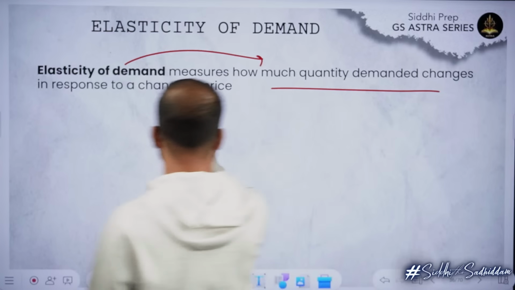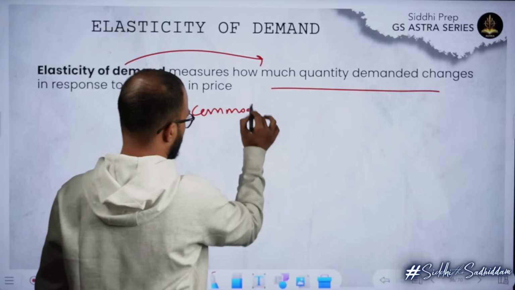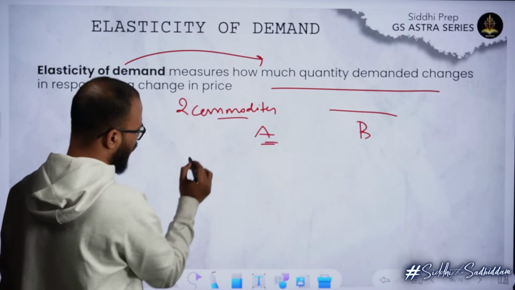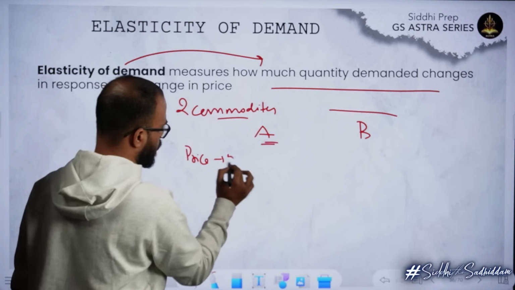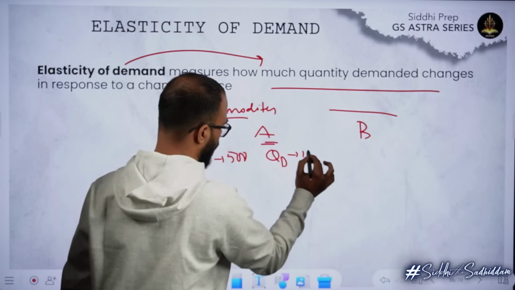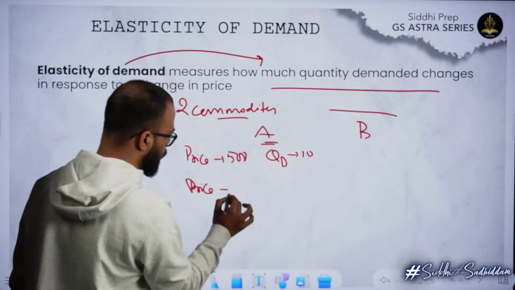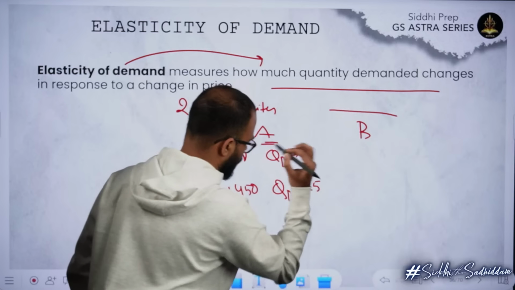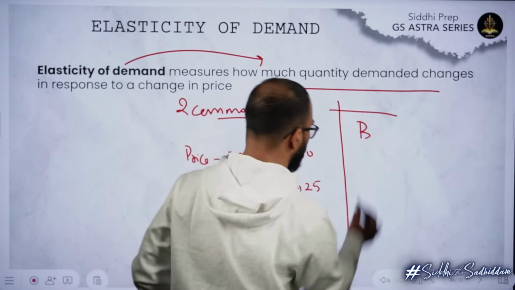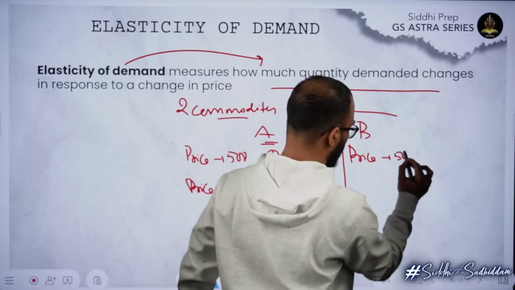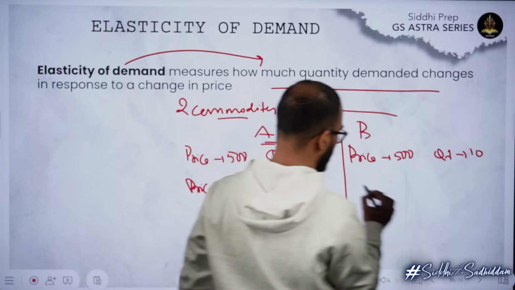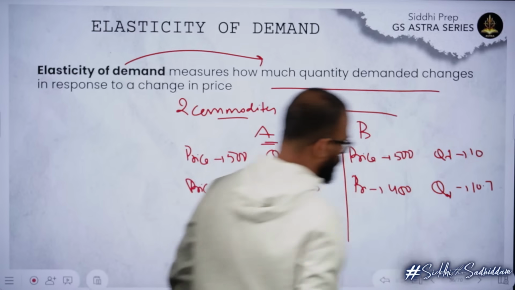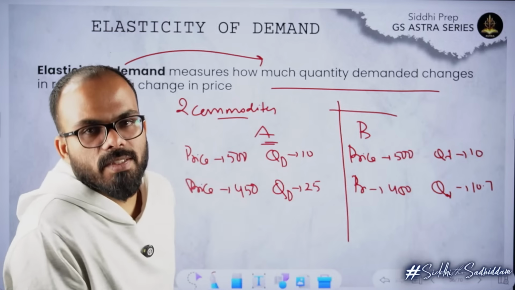For example, let us take two commodities, A and B. With respect to A, when price is 500, quantity demanded was 10, but when price became 450, quantity demanded became 25. In the second commodity, when price is 500, quantity demanded was 10, when price was made 450, quantity demanded was just 10.7. These are two different examples.